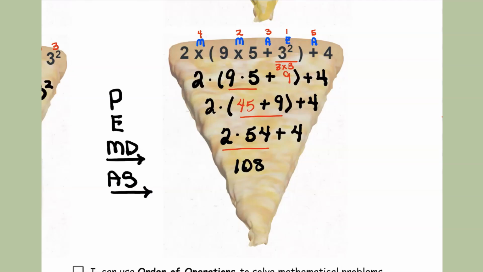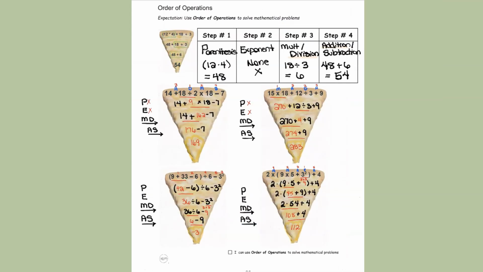2 times 54 is 108. And I did write that one in the right color. And then I remembered to bring down that plus 4. So 108 plus 4 is 112. So the solution to this problem is 112, and that can be counted as our first step to this problem. So if you can use order of operations to solve mathematical problems, go ahead and give your notebook a check. Great job and happy learning.